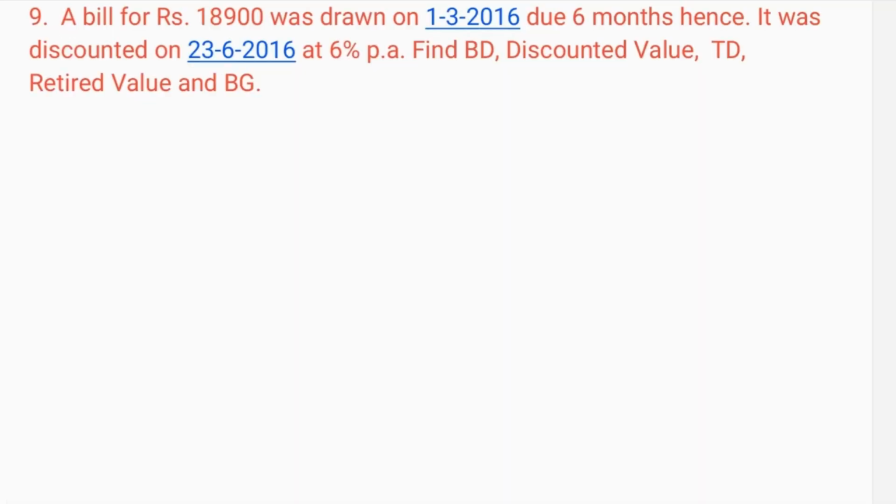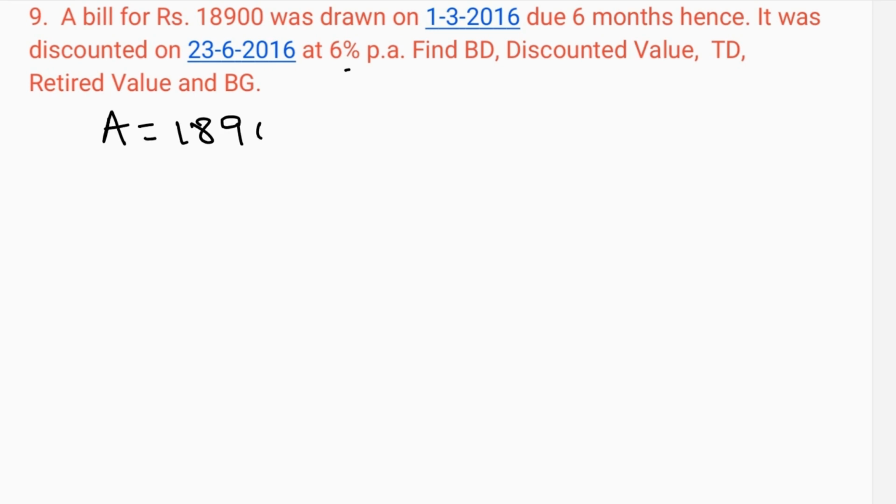Next problem: a bill of rupees 18,900 was drawn on 1/3/2016. This is also a leap year, due 6 months. It was discounted on 23/6/2016 at 6%. Find BD, discounted value, TD, present value and banker gain. So first write down what is given.